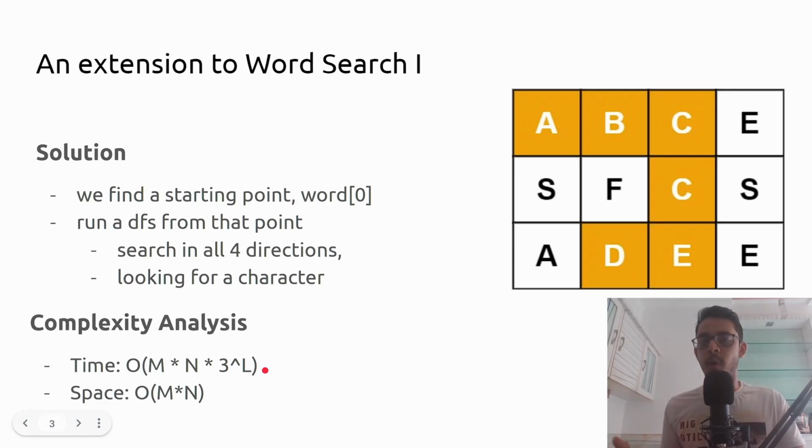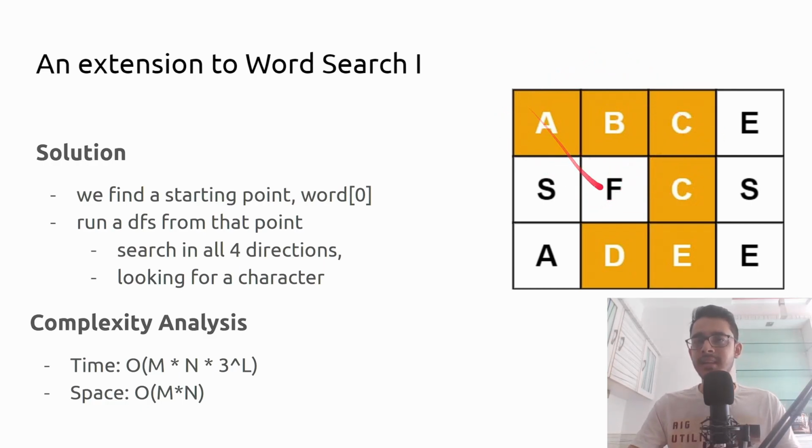Now, there's a common misconception or mistake that people make, and write it as 4 to the power of L. That is incorrect. And that's because even though it is easier to explain and understand that we're looking in all the 4 directions, it is incorrect logically, because we're not looking in all the 4 directions. It does not make sense to.